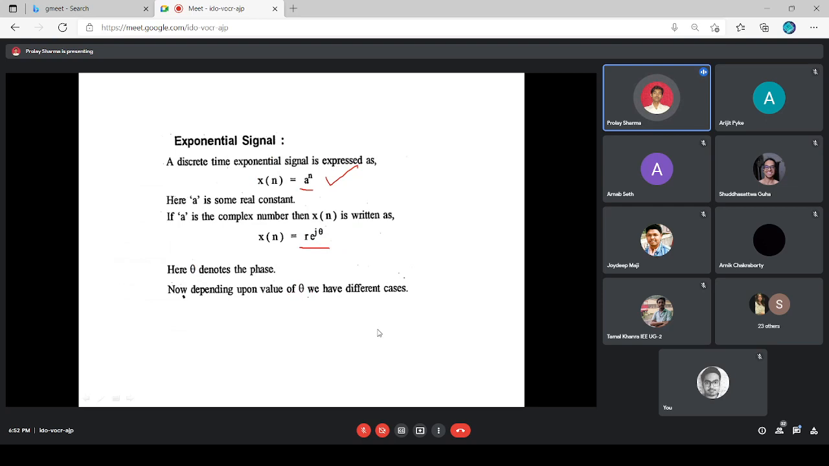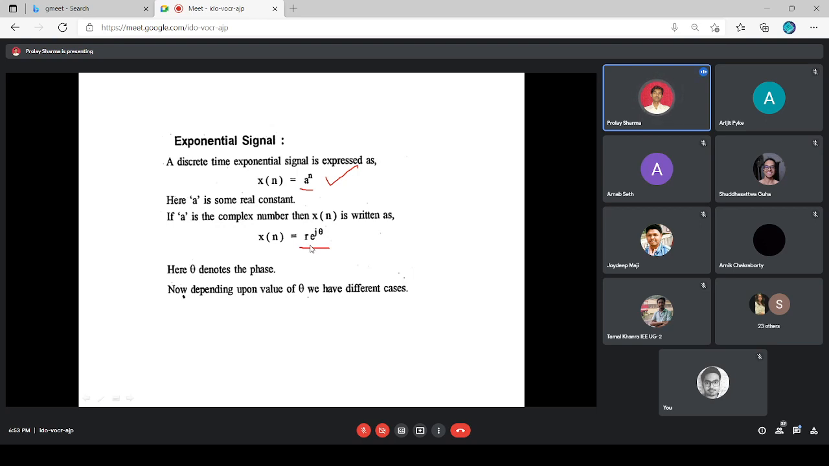Now the exponential signal. Last time we have seen an example where we did some numerical problems to find out the power of the signal and the energy of the signal. So the exponential signal is defined this way: x[n] equal to a to the power n, where a is basically a real constant. If a is a complex number, then it can be expressed in the form of r into e to the power j theta, where theta denotes the phase, and r is called the magnitude.